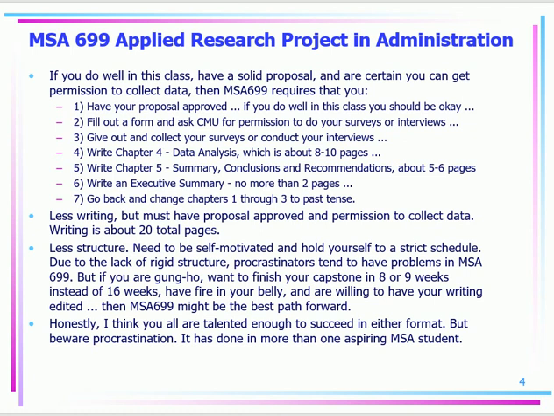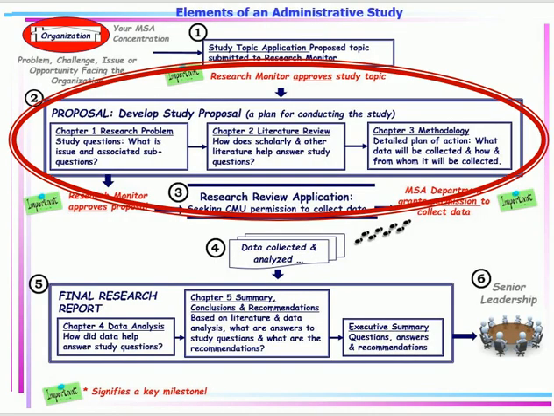So I think you're all talented enough to succeed in either format. You just need to know what you're getting into. You need to know that you can't use the proposal from this class in 698. But if you take 699, you probably would use it. But if you can't get permission to collect your data from your organization, you can't get a permission letter, you can't use it anyway. So, it's kind of like a round circle.